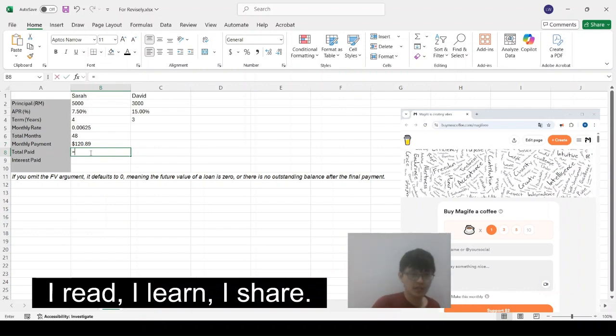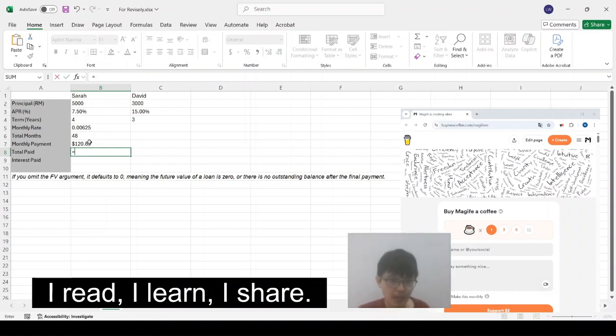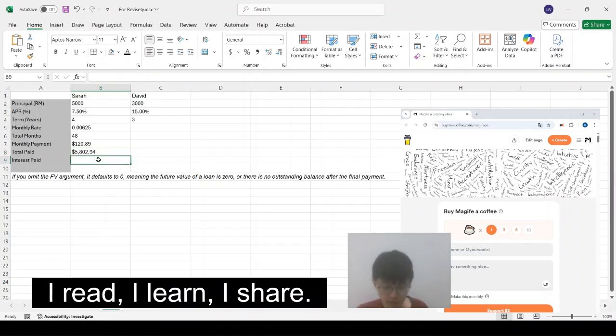So total pay is simply the monthly payment times the total of the month. So total pay is around 5,800. Then the interest pay is the total pay minus the principal, so it's around 800. So we write the value, the function, so you can clearly see that.